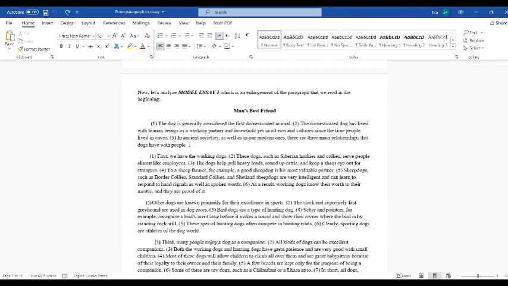Okay, and where is it located? Where is the placement of the thesis statement? It is in the last sentence in the introductory paragraph. All right, is it clear? Okay.